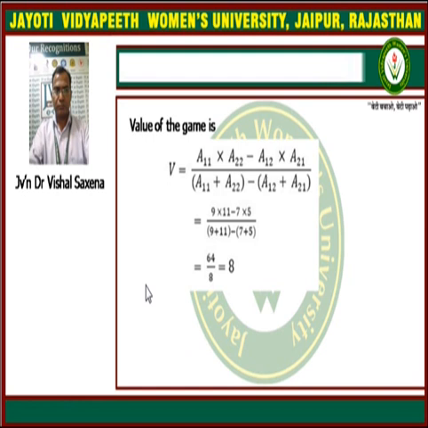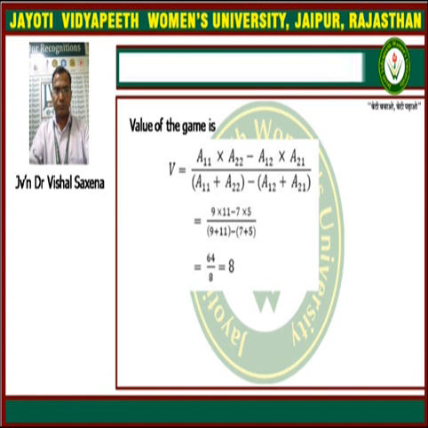And next the value of the game is given by v is equal to, by a formula we can see, (A11 into A22 minus A12 into A21) divided by (A11 plus A22 minus A12 plus A21), and now we have to put in the values of these respective terms, and it becomes 8. So in this way the value of the game can be obtained as 8, and this is called the Oddment method.